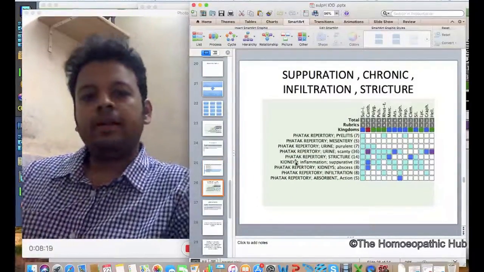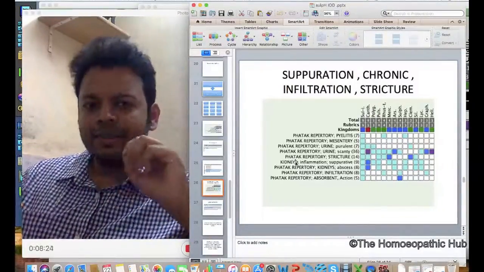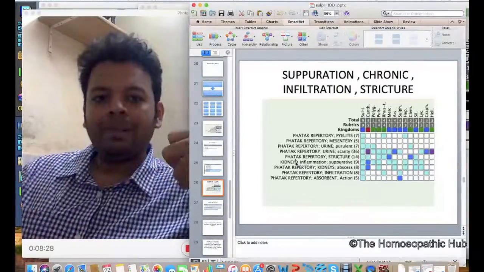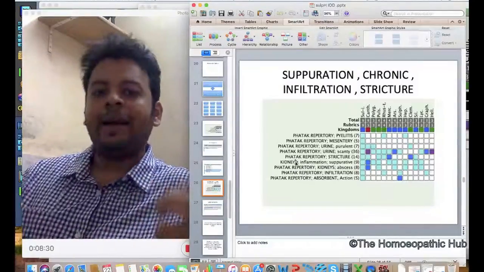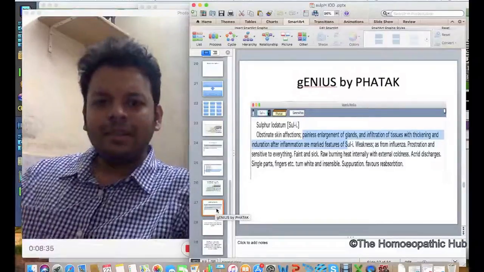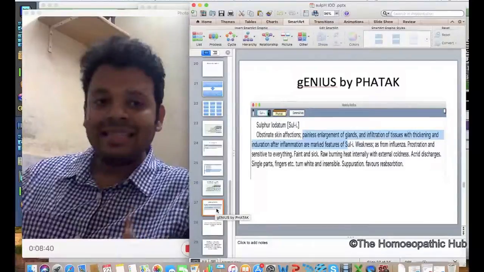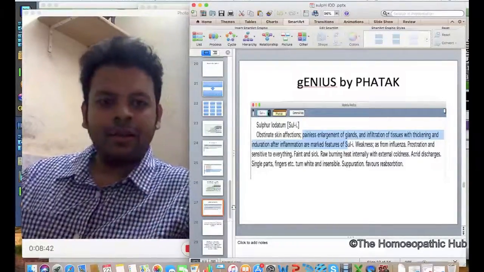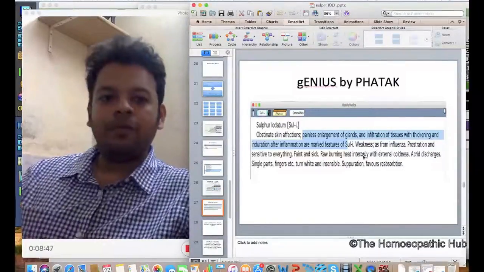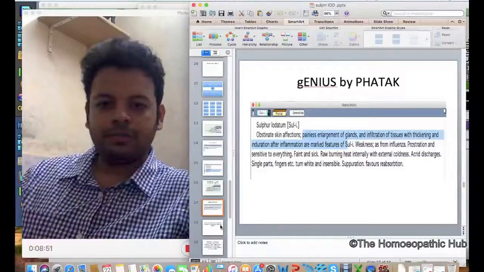Phatak's repertory has spoken especially about chronic infection of the kidney. That makes it a good remedy for chronic kidney disease: pyelitis, urine with pus, stricture, suppurative, kidney abscess. Phatak has written the genius of the remedy: obstinate skin eruption, painless enlargement, thickening, induration. Another important symptom to remember is weakness as from influenza. Interesting. And suppurative, favors reabsorption.